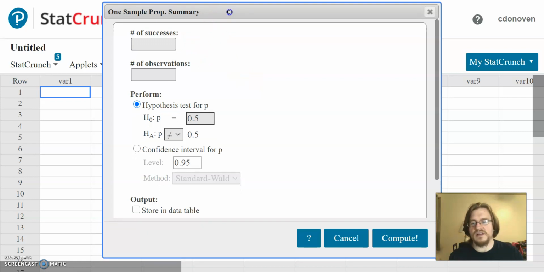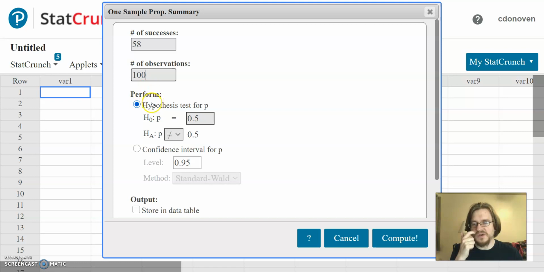And when we click on this, we can see the number of successes and the number of observations. The number of successes, we're counting heads. So we had 58 heads in our sample, but we flipped the coin 100 times. So the number of observations is going to be the size of the sample. The number of successes is going to be the number of members of the sample that satisfy the conditions we're looking for, in this case heads.